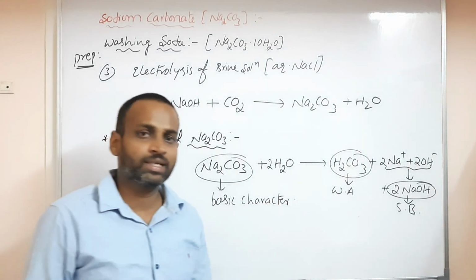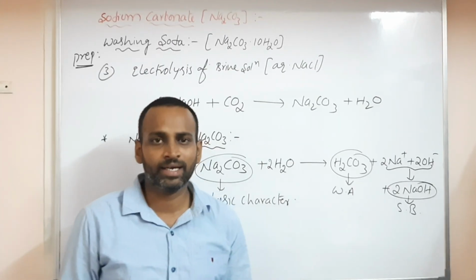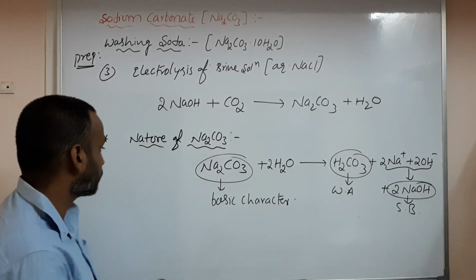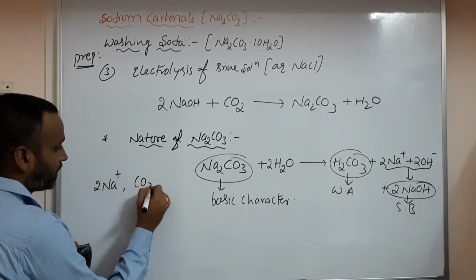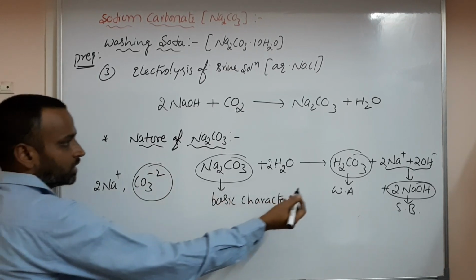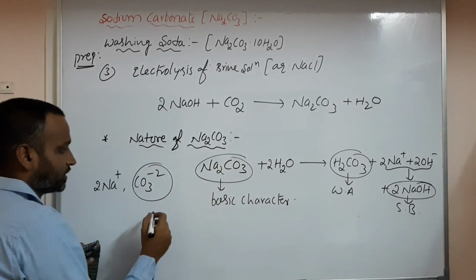Who is having basic character, sir? Sodium carbonate has basic character because it consists of Na plus and CO3 minus 2. CO3 minus 2 is a strong anion. That means, by the conjugate acid-base theory, do you know that? So from that also you can say.